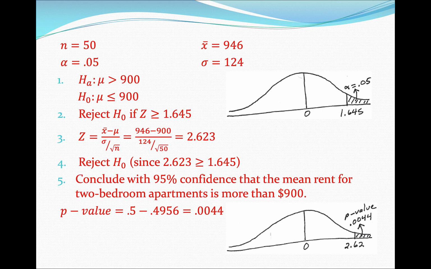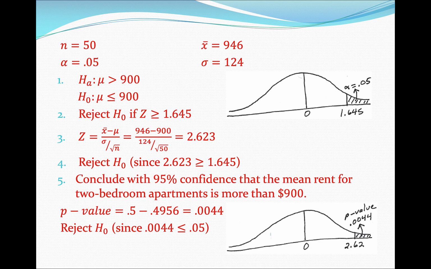So in order to make your decision with a p-value, you simply compare your p-value to alpha. If your p-value is less than or equal to alpha, that means you reject H0. And if your p-value is bigger than alpha, then you fail to reject H0. You can see here my p-value is 0.0044. That is less than our alpha of 0.05. So my decision based on the p-value approach would also be reject H0. Your decision is going to be the same no matter which approach you use, because the p-value of 0.0044 is less than or equal to my alpha of 0.05.